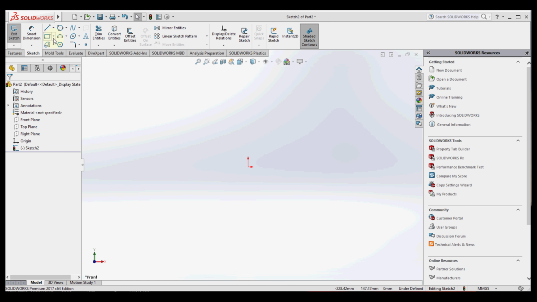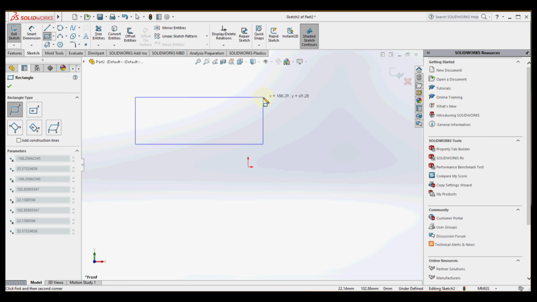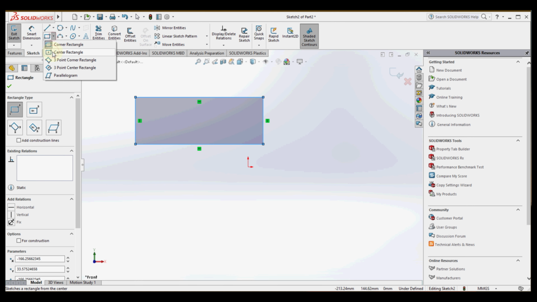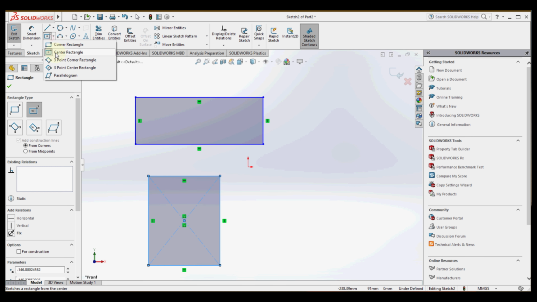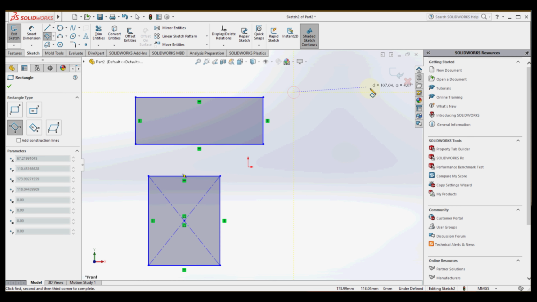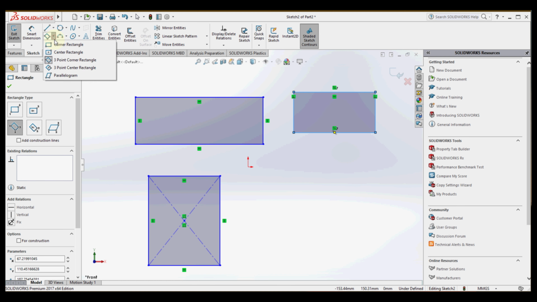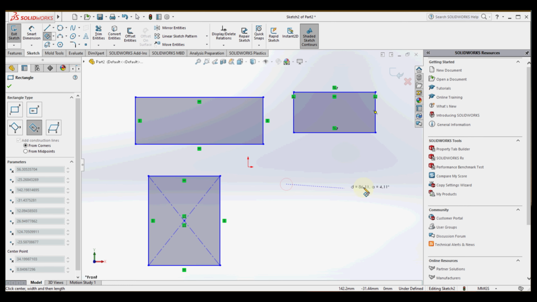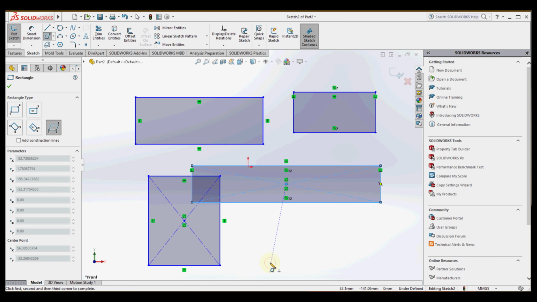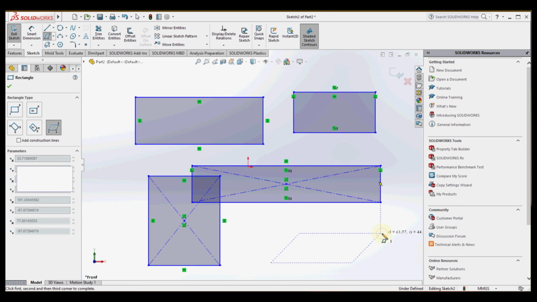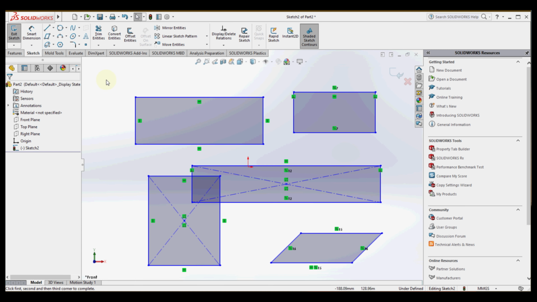The next topic is about rectangle. There are 5 types of rectangle. The first is by 2 corners. The second is by center and a corner. The third is by plotting 3 points as a corner. The fourth is by plotting 2 corner points and a center point. The fifth is drawing a parallelogram. That's it, we move forward to the next.